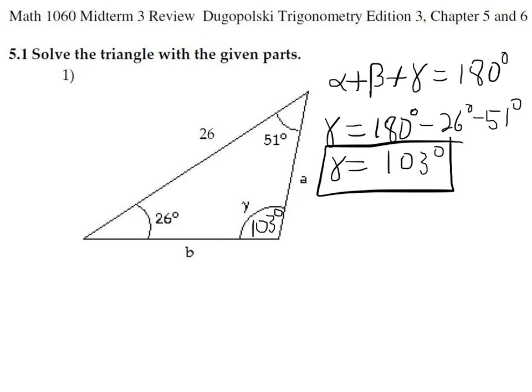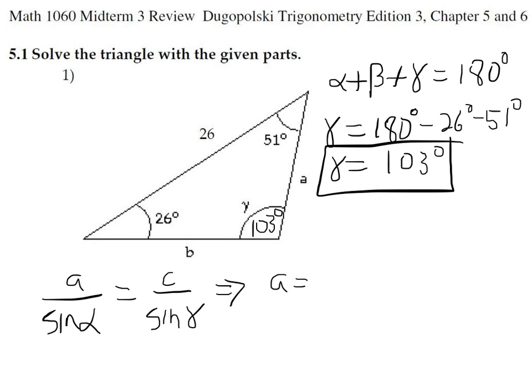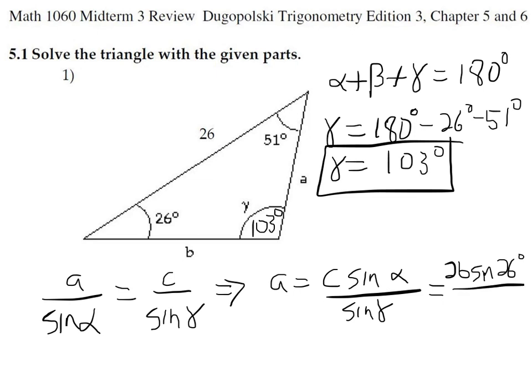I want to solve for A, so I'm going to put A on top. A over sine of its opposite, alpha, equals, then use the opposite pair we have, C over sine gamma. We can solve for A, and we will get A equals C sine alpha over sine gamma. We then plug in our information, C being 26, alpha being 26 degrees, that's interesting, and gamma being 103 degrees.